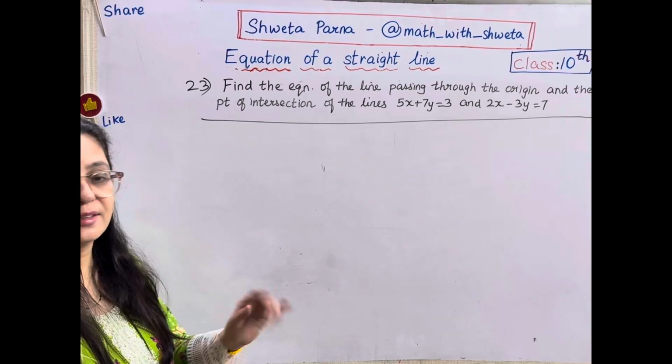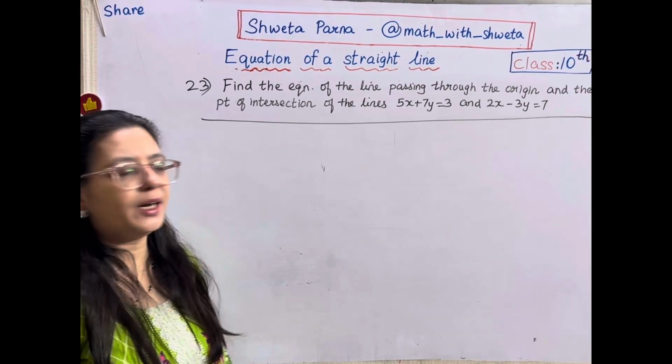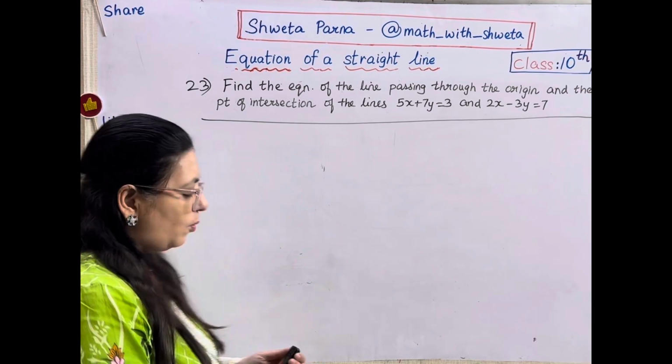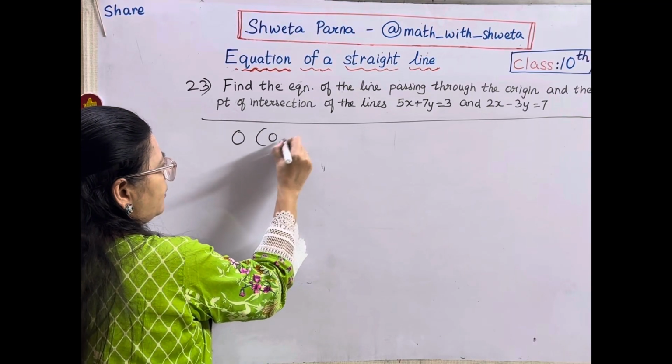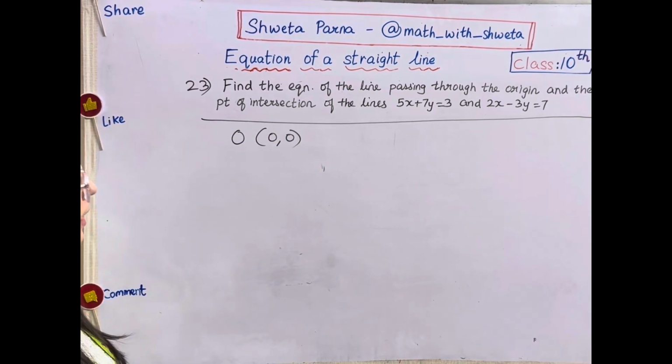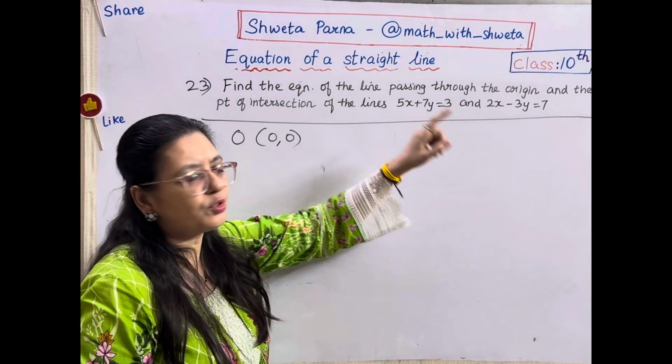Okay. Next, children: find the equation of a line passing through the origin. What are the coordinates of the origin? Let the origin be O and the coordinates are (0, 0). And the point of intersection of these two lines.